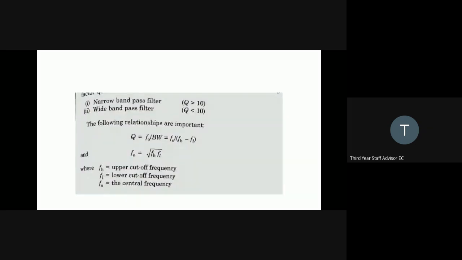Here the following relationships are important in the case of band pass filter. The first is Q. What is Q? Q equals f0 divided by bandwidth. In between the lower cutoff frequency FL and the upper cutoff frequency FH there is a central frequency, which is called f0, and this is the central frequency. FH is the higher cutoff frequency, the upper cutoff frequency, and FL is the lower cutoff frequency.